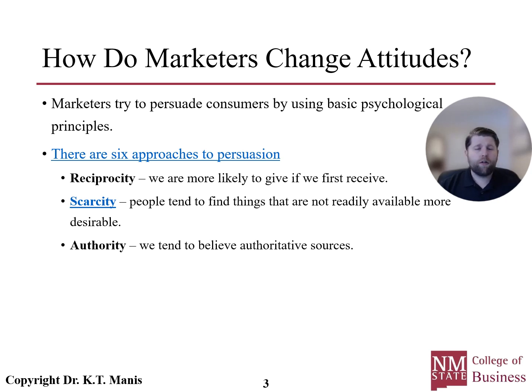The third general approach to persuasion is authority, where consumers tend to believe authoritative sources. For example, Apple uses the title Apple Genius for their support staff. Shopify uses the title Shopify Experts. Some advertisements also include authority figures or industry leaders to appeal to consumers.